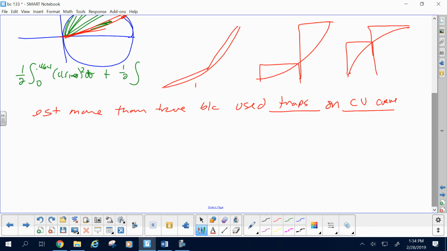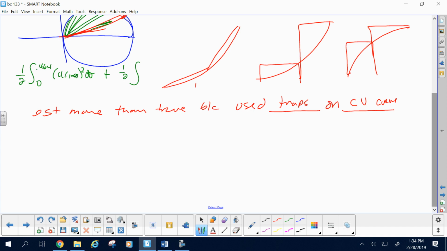Not one bit. And yet, many people on the test yesterday said, oh, it's an overestimate because it's left-hand rectangles on a decreasing concave up curve. Well, the minute you put concavity in there, you lost every point you wanted. Concavity has nothing to do with it. If you put it in there, you're out.